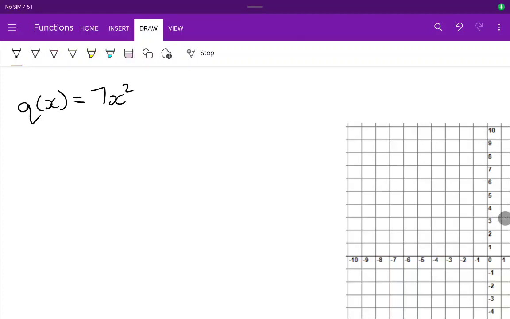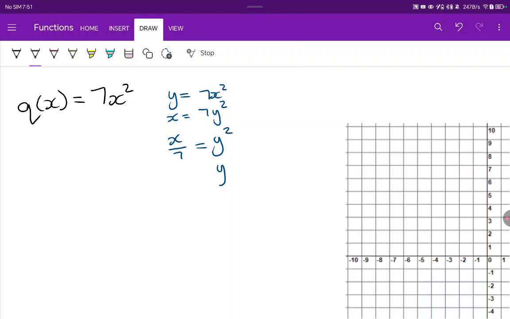Okay, this is another quadratic, but we're going to do extra information on this one, okay? So let's start with the basics. Let's get our inverse function. y is equal to 7x squared, x is equal to 7y squared, x divided by 7 is equal to y squared, y is equal to plus or minus the square root of x divided by 7. So q minus 1 of x is equal to plus or minus the square root of x divided by 7.